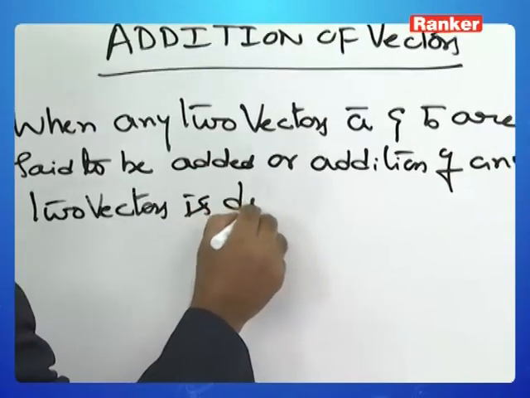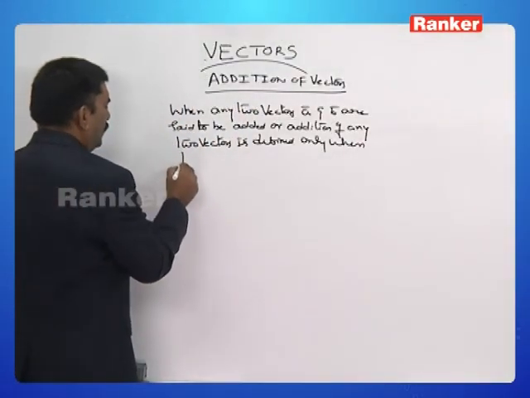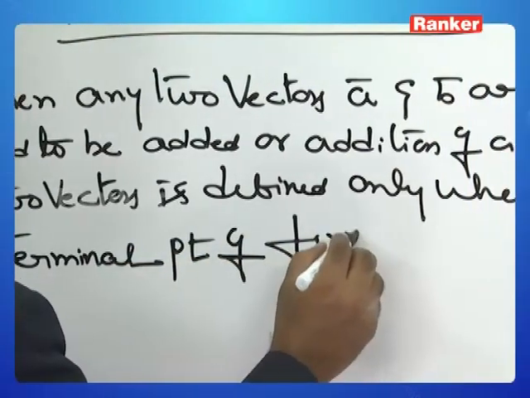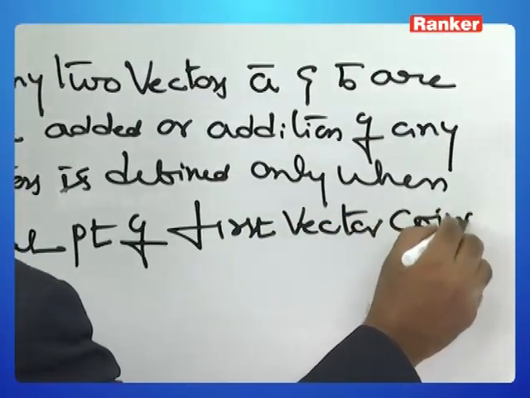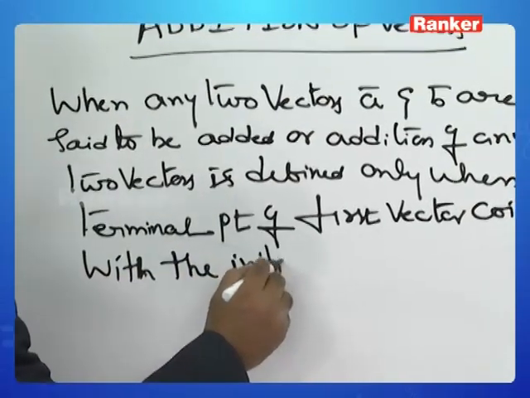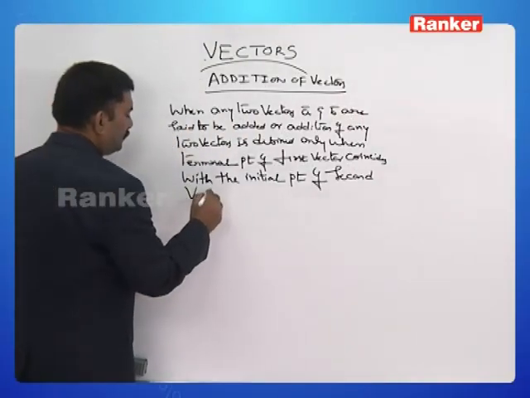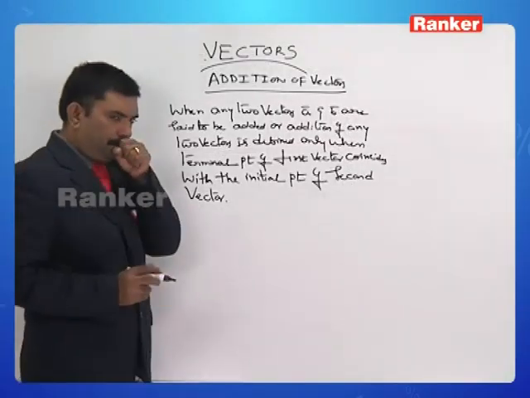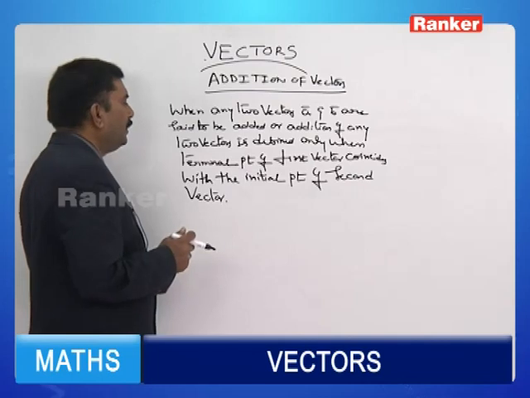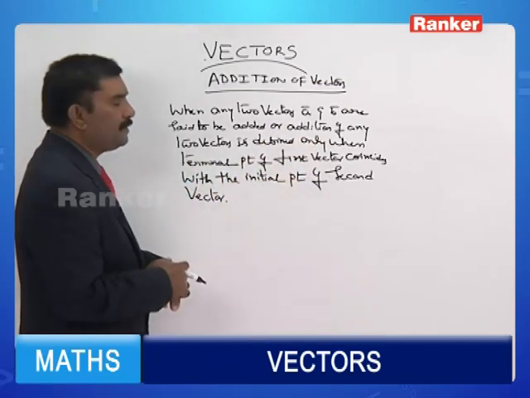Addition of any two vectors is defined only when the terminal point of the first vector coincides with the initial point of the second vector. Now A bar and B bar are the two vectors. So therefore, addition of any two vectors is defined only when the terminal point of the first vector must coincide with the what? Initial point of the second vector.